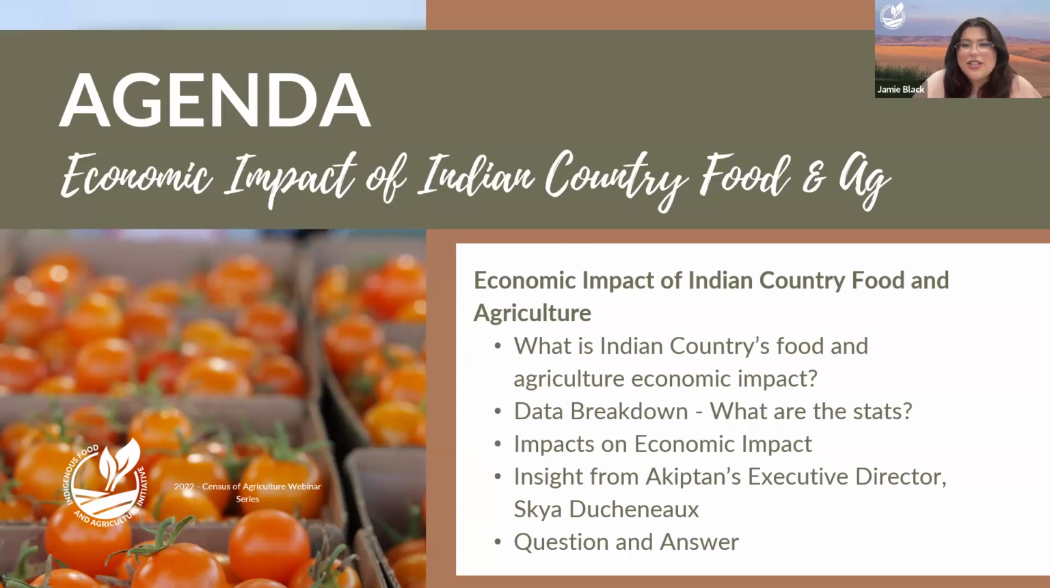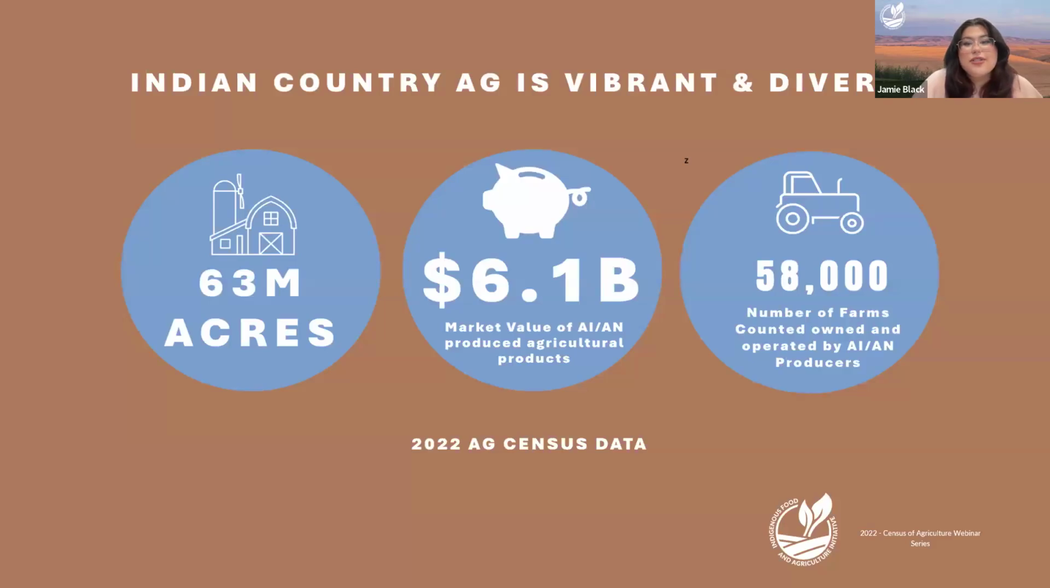All right, awesome. Thank you so much, Tish. So today is all about Indian country, ag, and just like you said, the dollar bills. So from the data, we have been able to see that Indian country ag is vibrant and diverse, and that on what's counted, there have been 58,000 producers on over 63 million acres that have produced $6.1 billion of agriculture products. So those numbers are huge in comparison to where we've been in the past, and we'll go through all that too.